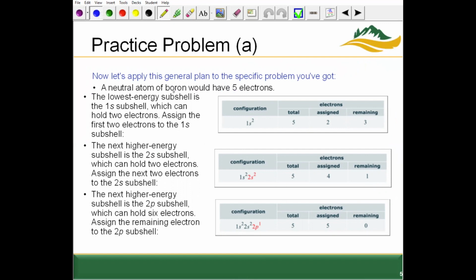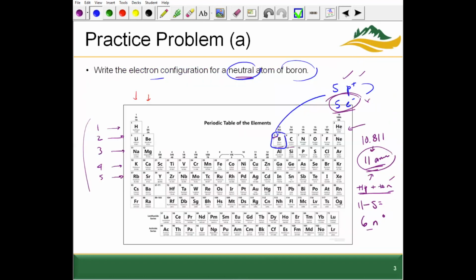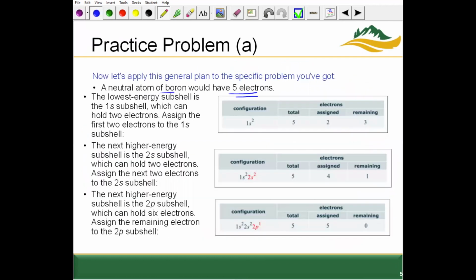So a neutral atom of boron would have 5 electrons. We saw that from the periodic table and from the atomic number of boron. So atomic number of boron is 5. It has 5 electrons. It's neutral. So we're not losing any or gaining any, just has 5. Then the lowest energy subshell is the 1s subshell, which can hold 2 electrons. So 1s subshell can hold 2 electrons, so therefore we're already taking care of 2 of the 5 electrons. Then we would go up in energy to assign the next 3 electrons.